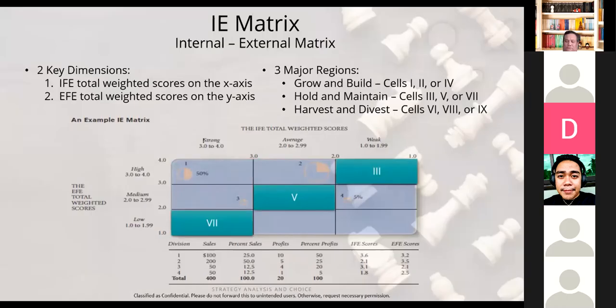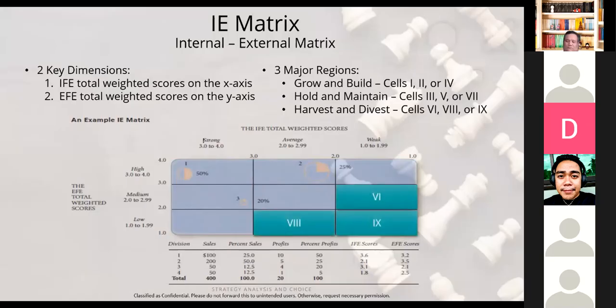Market penetration and product development are two commonly employed strategies for this type of division. Third, a common prescription for divisions that fall into cells 6, 8, and 9 is harvest or divest. Successful organizations are able to achieve a portfolio of businesses positioned in or around cell 1 in the IE matrix.